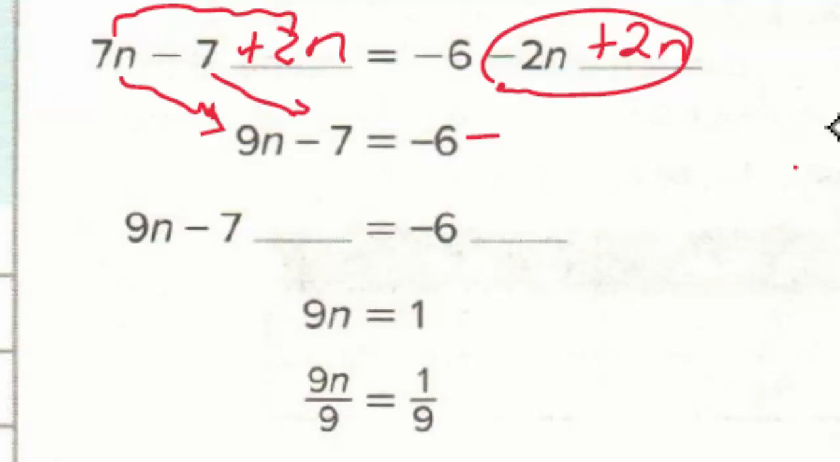Now we got a two-step problem, which means we're going to do reverse order of operations. So we're going to get rid of the -7 first. That would be plus 7 on both sides.